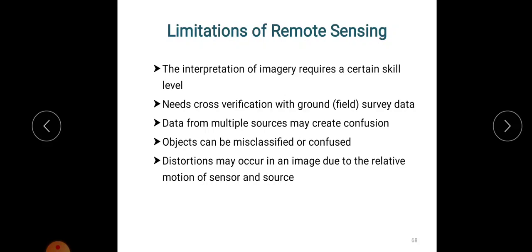Okay, and distortions may occur in an image due to the relative motion of sensor and sources, that is, since the sensors are continuously moving, small distortions may occur in the image. So these are the limitations of remote sensing.